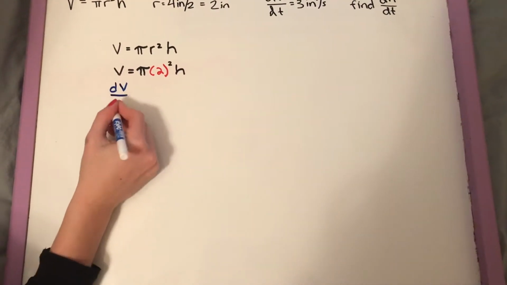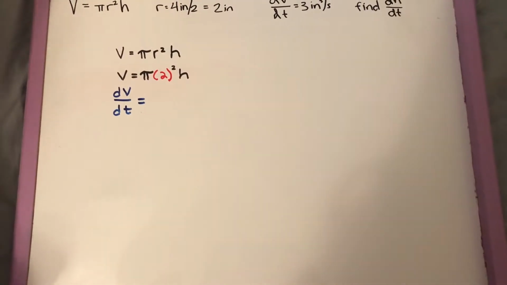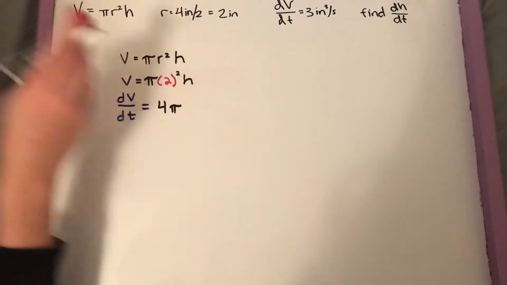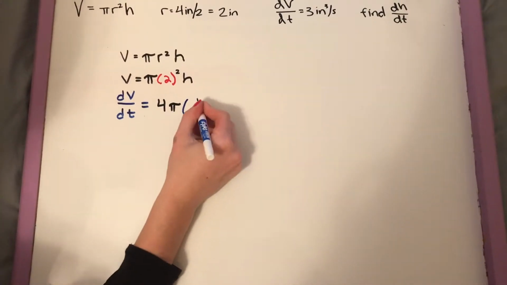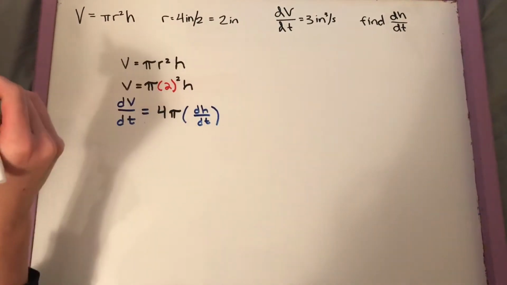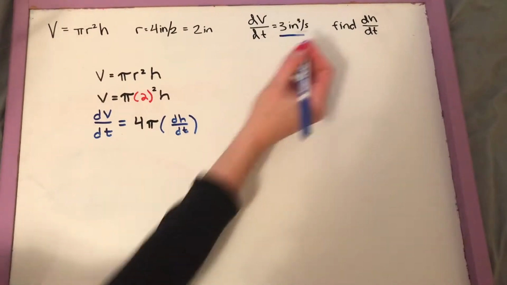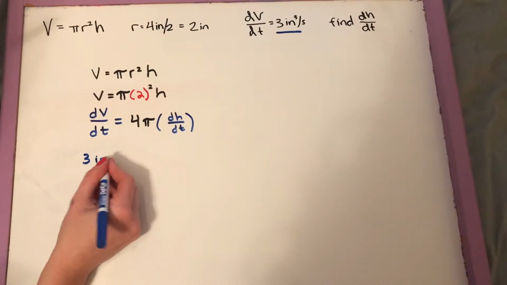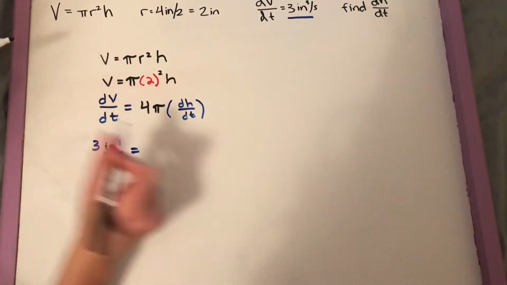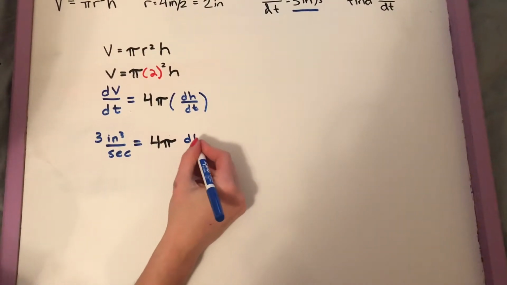Next, we take the derivative of the equation to get dV/dt equals 4 pi dH/dt. Now we substitute what we're given, which is dV/dt. So 3 inches cubed per second equals 4 pi dH/dt.